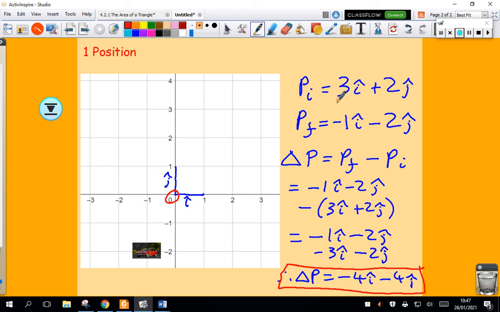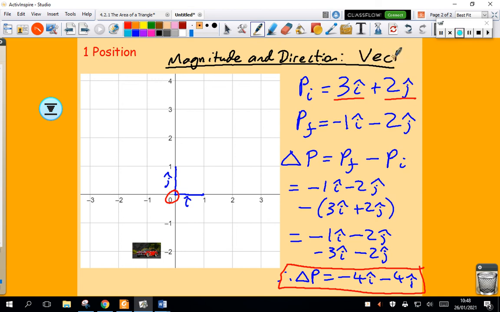So I can read this 3 i hat plus 2 j hat, and that's telling me that that's 3 units right and 2 units up. So it's given me a direction as well. So it's given me a distance, how far away it is. It's telling me a magnitude. And it's also telling me a direction. And when we have a quantity that tells us a magnitude and a direction, that quantity is called a vector quantity. It's not just telling us how far away it is, it's also telling us in what direction.